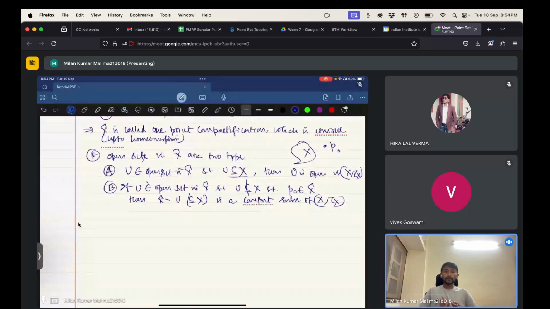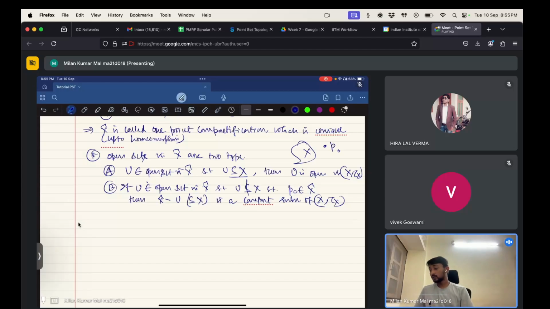First of all, the open sets. What are the open sets? If I take a set, either that set will contain the point p naught or it will not contain the point p naught. If that set contains the point p naught, then X cap minus U should be a compact set, and then that set will be in the topology of X cap. And if that set does not contain p naught, then it is already a subset of X, and in that situation U should be an open set in tau X. So these are the two collections.